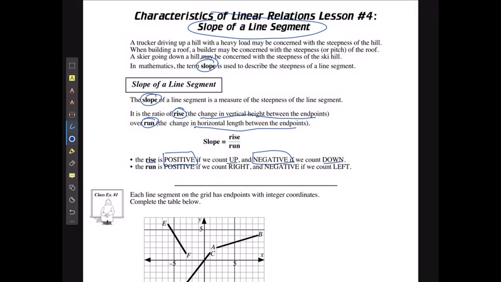Just like how if we went up our Cartesian plane, then the y values would increase. If we're going down, they're going to decrease. At the same rate, a run is positive if we count to the right and negative if we count to the left, which also works the same way with our x values. As we move to the right, the x values increase. As we move to the left, the x values decrease.